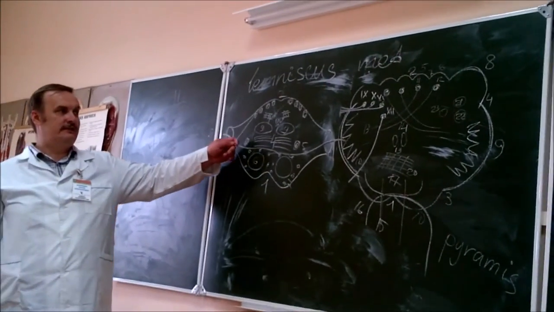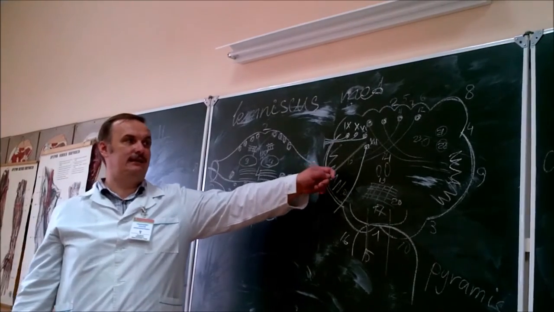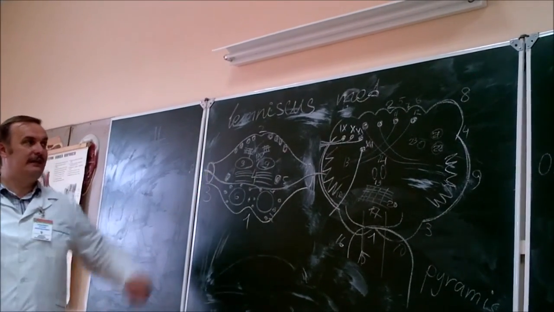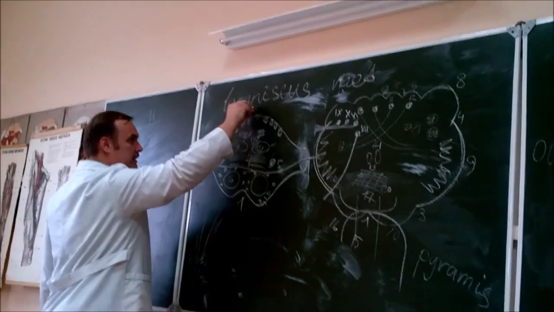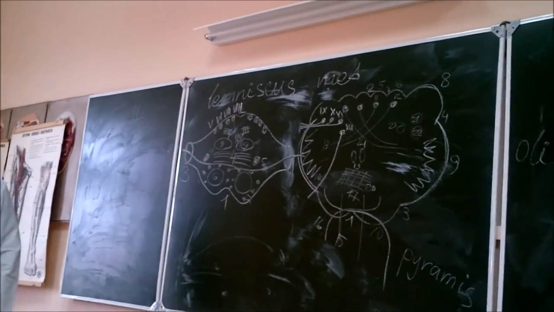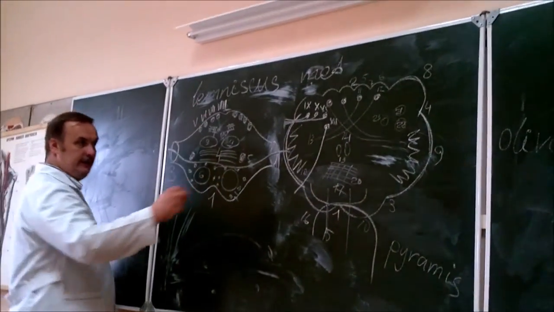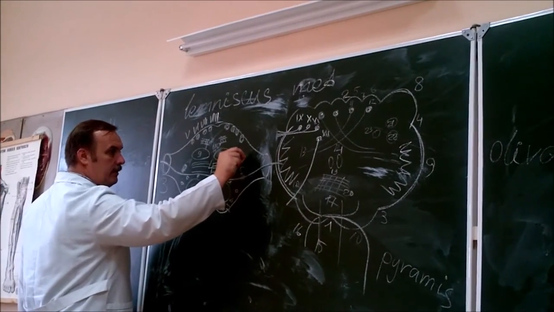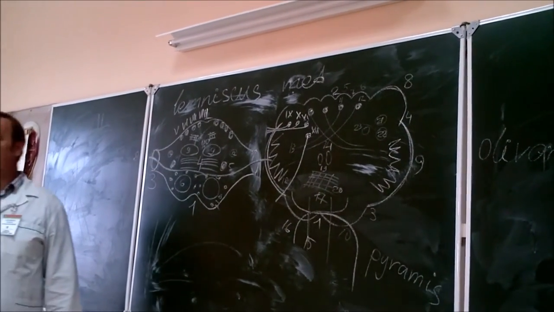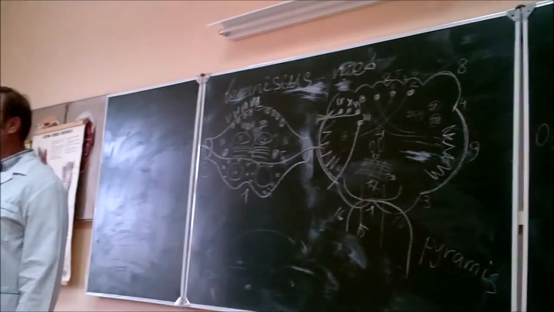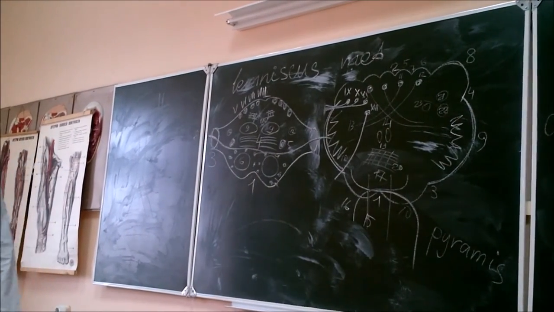Next, those are the nuclei of the cranial nerves. In the medulla it was from 9 till 12. Here it is from 5th till 8th: 5th, 6th, 7th, and 8th cranial nerves. And last, laterally, number 12: tractus rubrospinalis.